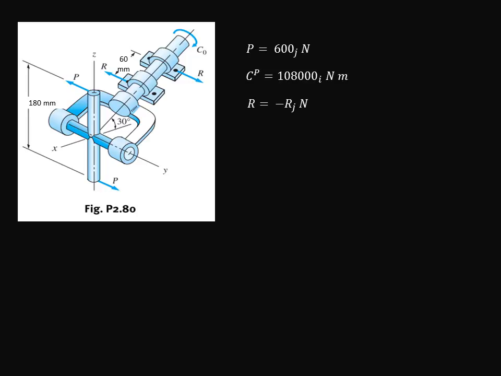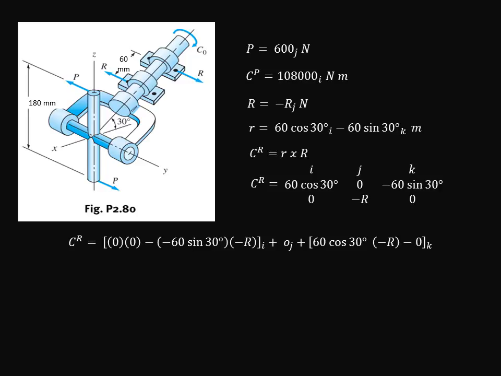forces. As we can see, the distance of the two forces R in the x-axis is equal to 60 cosine 30 degrees, while in the z-axis it is negative 60 sine 30 degrees. To get the equation for the couple with respect to R, we need to get the cross product of the small r and the force R, in which we get this equation.